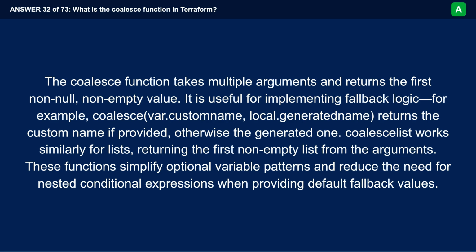coalescelist works similarly for lists, returning the first non-empty list from the arguments. These functions simplify optional variable patterns and reduce the need for nested conditional expressions when providing default fallback values.